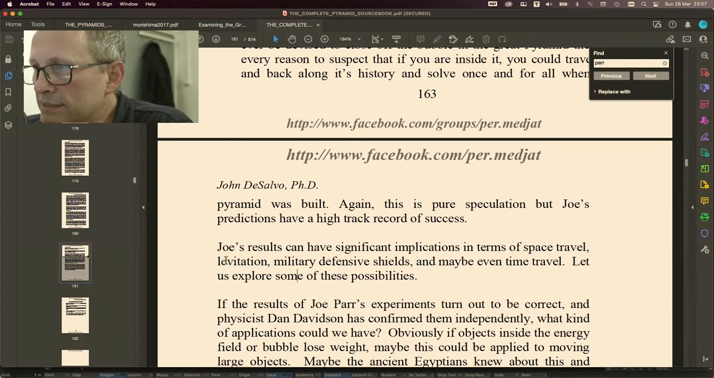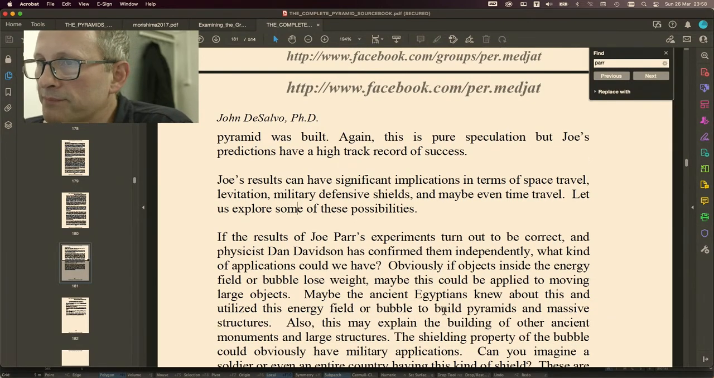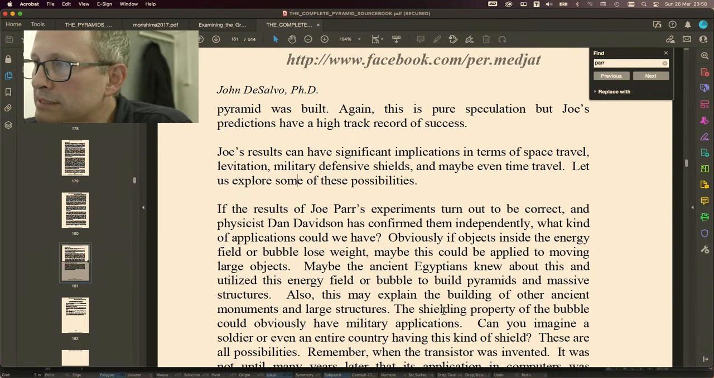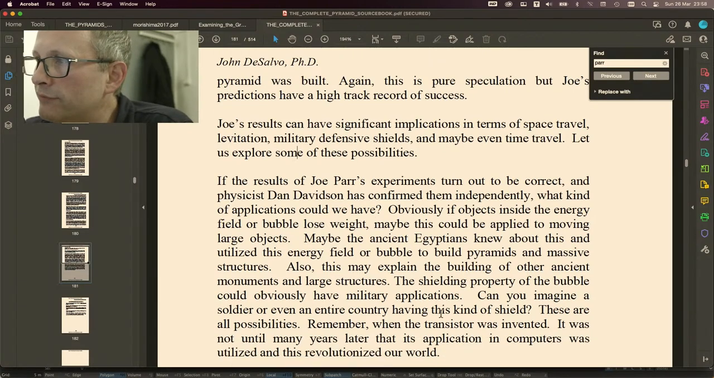Joe's results can have significant implications in terms of space travel, levitation, military defensive shields, and maybe even time travel. Let us explore some of these possibilities. If the results of Joe Parr's experiments turn out to be correct, and physicist Dan Davidson has confirmed them independently, what kind of applications could we have?